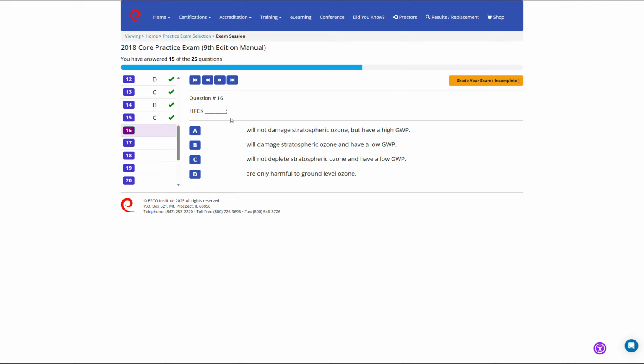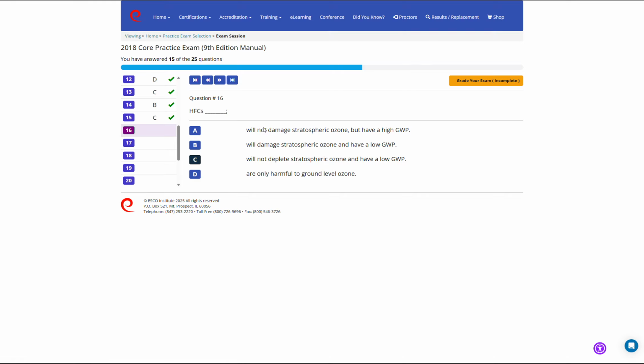Okay, HFCs will not damage stratospheric ozone but have a high GWP. Will damage stratospheric ozone and have a low GWP. Will not deplete stratospheric ozone and have a low GWP. Are only harmful to ground level ozone. Which one is it? Will not deplete stratospheric ozone and have a high GWP.